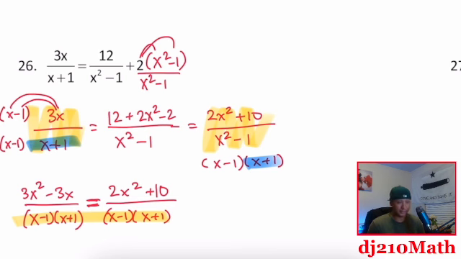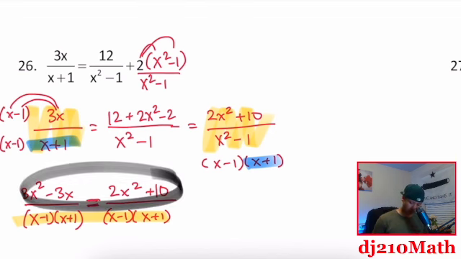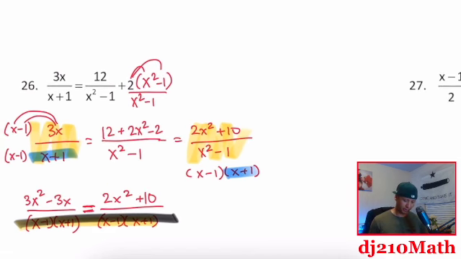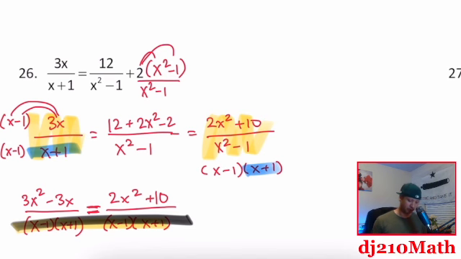So really, what that means is if the denominators are equal, then that means the numerators must be equal, right? If one fraction equals another fraction and the bottoms are equal, well, then the tops must be equal. So what I'm saying is we could just disregard the bottoms, right? Like it's irrelevant. And the problem is now just the numerators. 3x squared minus 3x is equal to 2x squared plus 10.